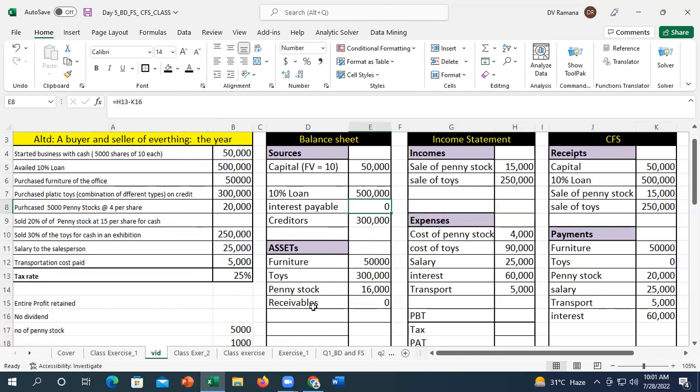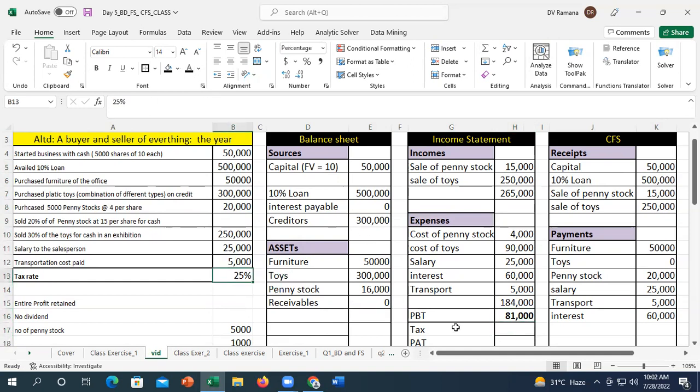Now all the transactions have been taken care of, all the expenses and all incomes. If you know all incomes and all expenses, we can derive profit. Profit will be income minus the expenses. Expenses are 184,000. The income is 265,000. So PBT is equal to 81,000.